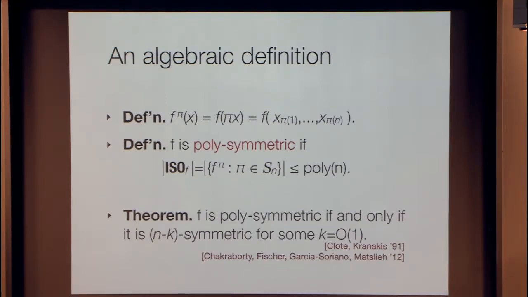Now what's interesting here, and perhaps another vote of confidence for the definition of partial symmetry that we saw before, is that if you start with this definition of polysymmetric, you really are studying partially symmetric functions as we defined them in the previous slide, in hiding. Specifically, your function f is polysymmetric if and only if it is n minus k symmetric for a constant k, so if it's partially symmetric.